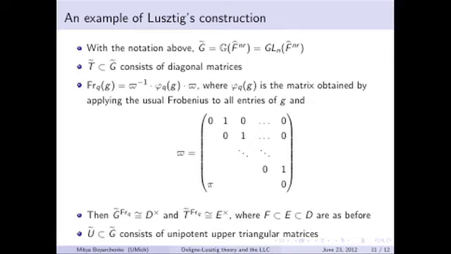So again, D is the central division algebra with invariant 1 over F, and E is the unramified extension of F of degree n. The group of rational points of T tilde can be naturally identified with the multiplicative group of E. And for this unipotent subgroup U tilde, again we take the most obvious choice, which is the unipotent upper triangular matrices in G tilde. And so now we try to apply this construction of Lusztig, and we see what the result is.